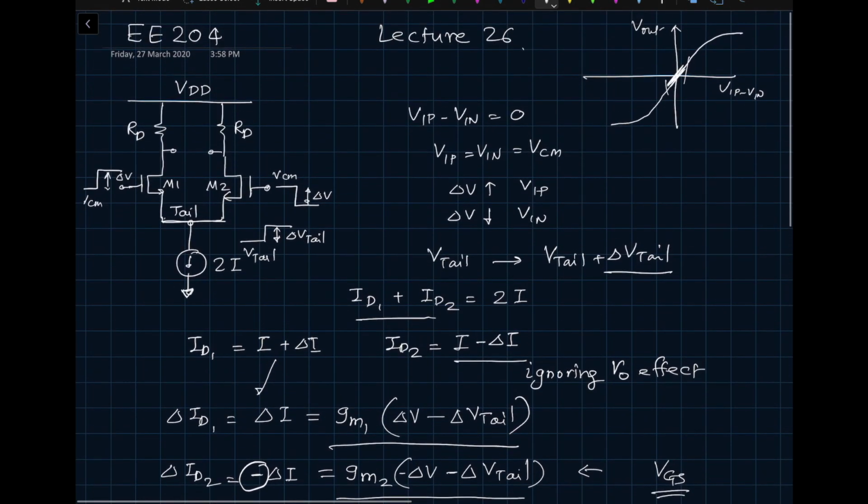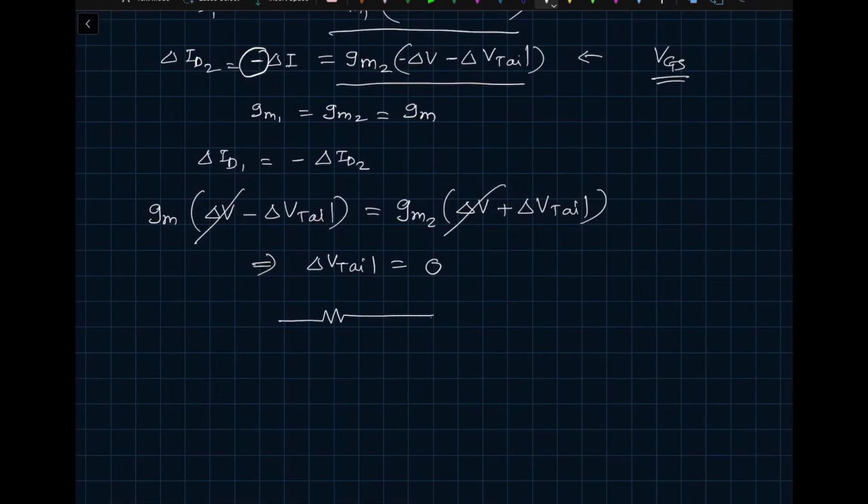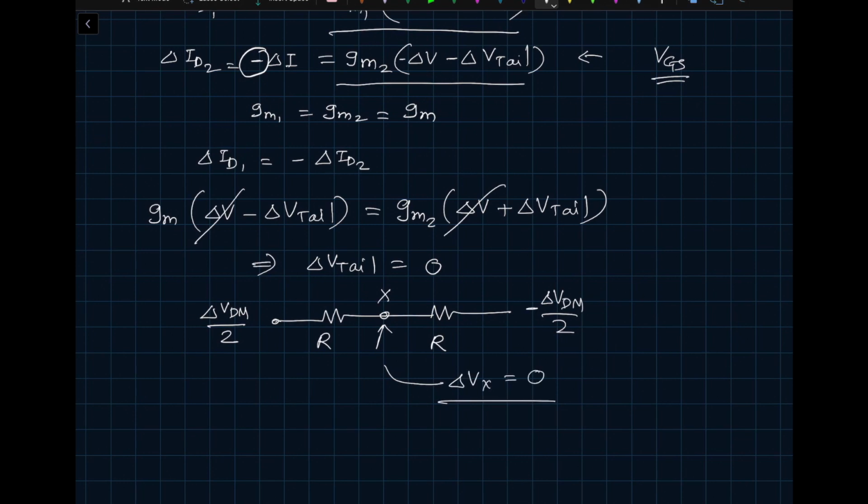Also, if you remember, let's say you have two resistors, R and R, and I apply delta VDM divided by 2 on one side and minus delta VDM divided by 2 on the other side. If you do that, then this particular center node doesn't move. So this delta Vx will be equal to 0. It will not change. So what we say is that node X acts as a virtual ground. Virtual ground because that node is not actually connected to ground, but it behaves like a virtual ground.